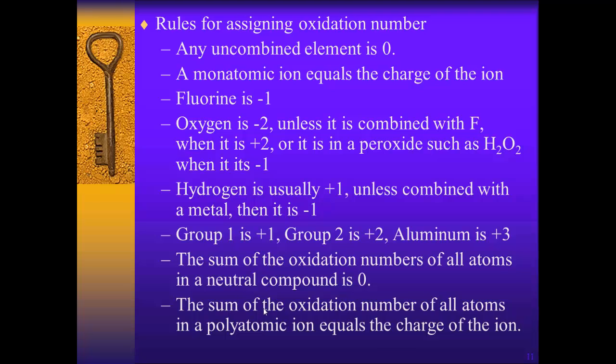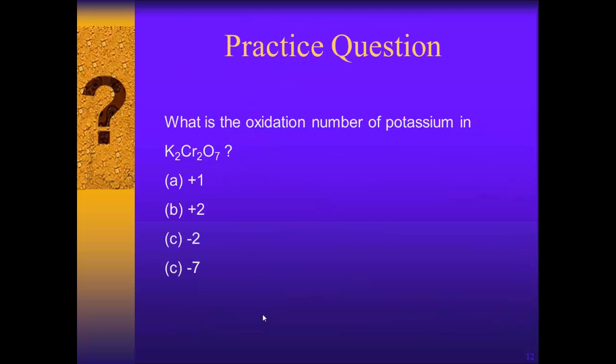Now let's look at a couple practice problems. So what is the oxidation number of potassium in K2Cr2O7, which is potassium dichromate? Okay. Well, do we have a rule for potassium? Because that's what we're looking for. Well, we do. Potassium is a group 1 metal. So it has to have an oxidation number of +1. So A is the answer.